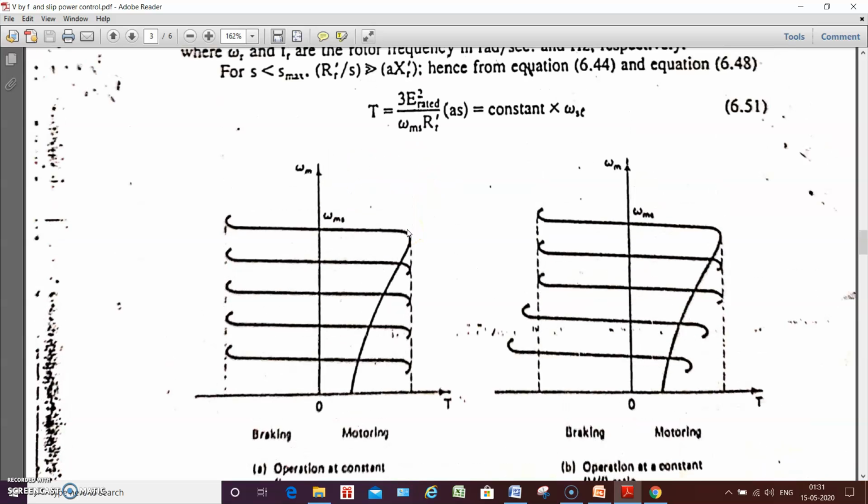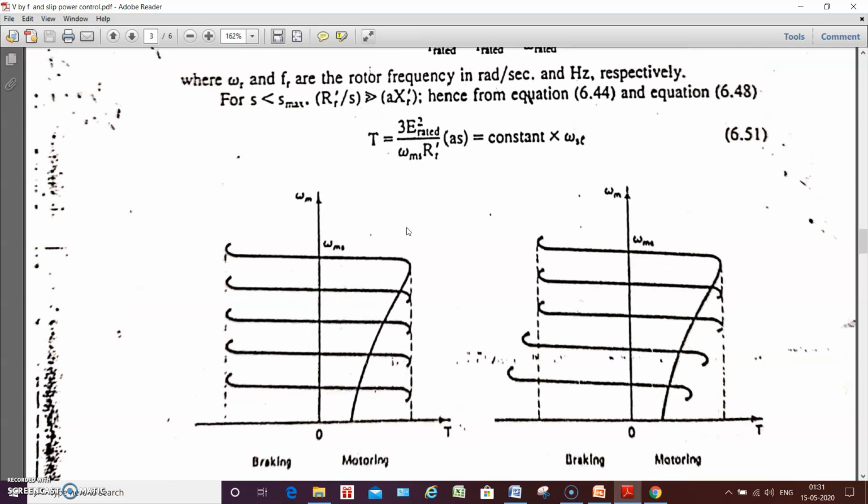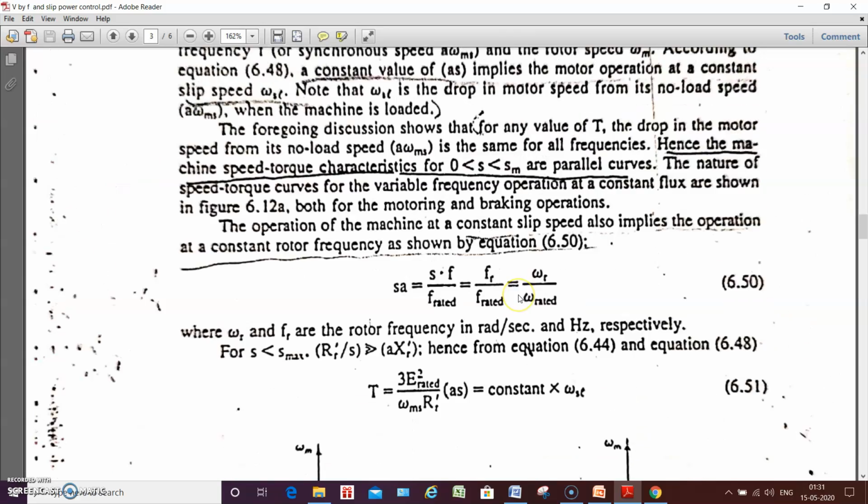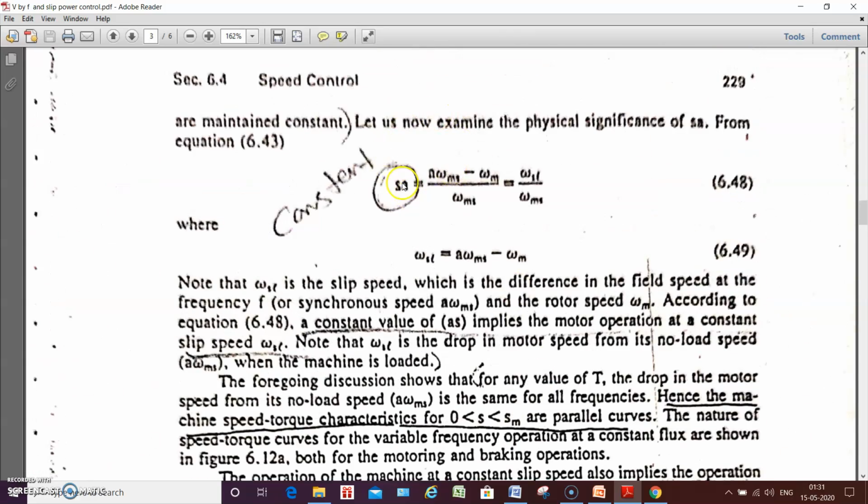Because immediately, the parameter that will be affected in an induction motor while varying the speed is that it is going to have drooping characteristics. But here it is going to be constant, like a DC motor, constant speed or characteristics is being achieved. So that is the one thing we have understood from this equation.